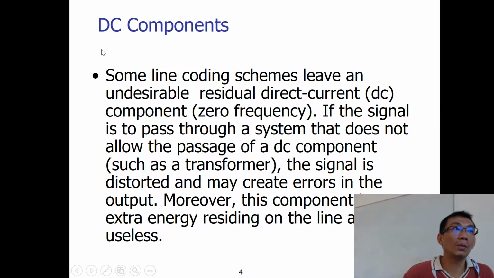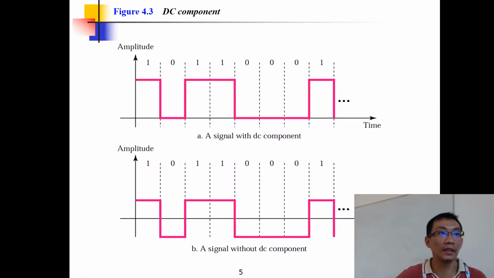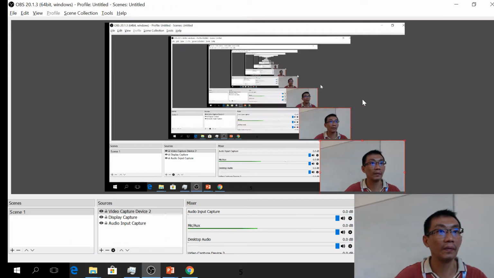So what is a DC component? There are two important things in line coding. First is the DC component, an undesirable residue of direct current. Okay, so the purpose of communication, which you can see here, from here you can see there's energy being transmitted.